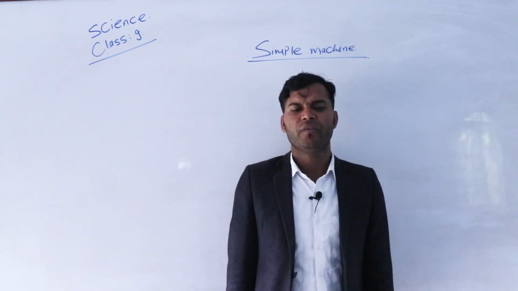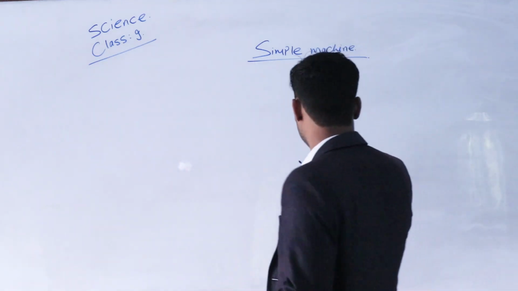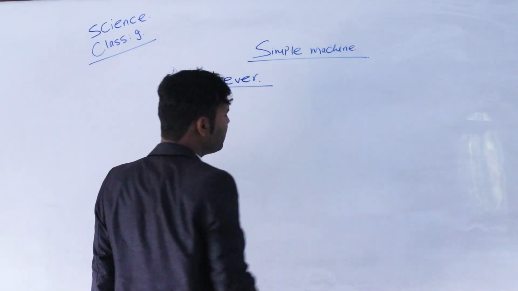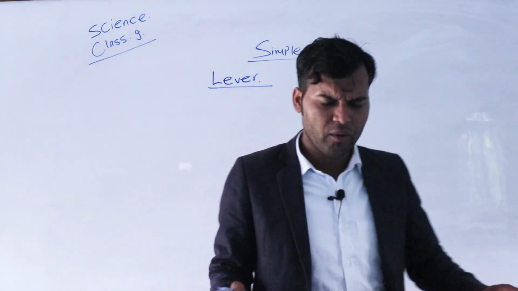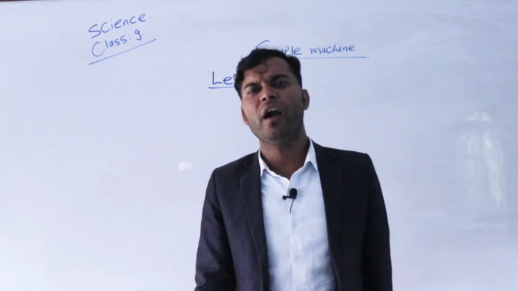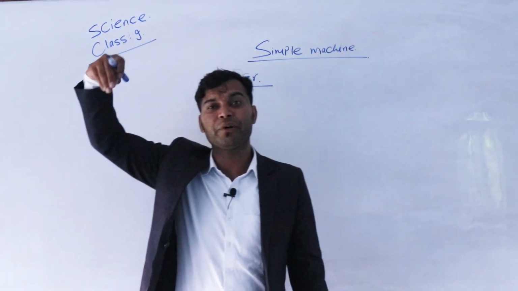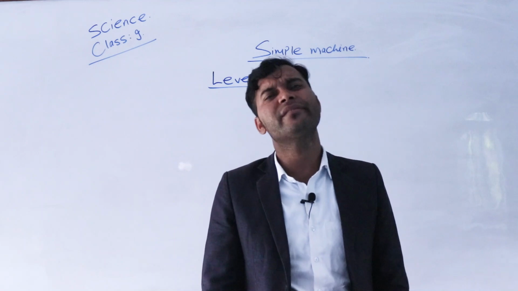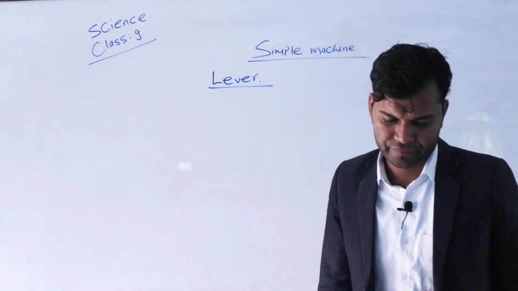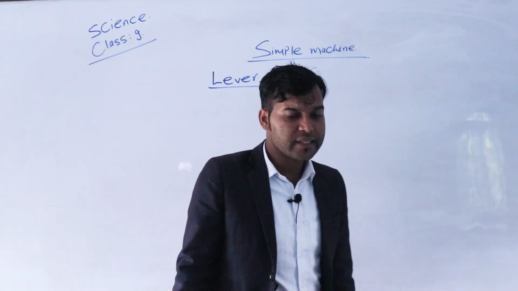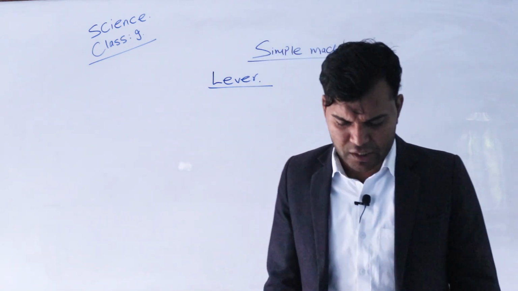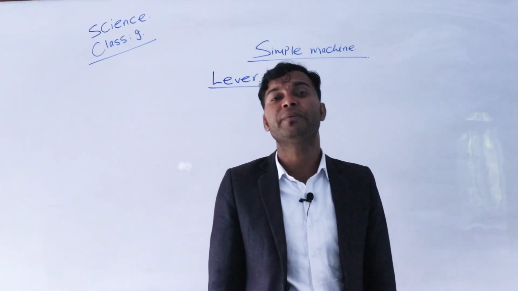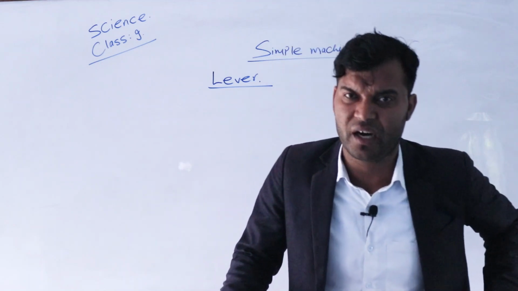We are going to discuss the different types of simple machines. The first one is the lever. What is a lever? A lever is a rigid bar which is fixed at a point and rotates freely. A lever is a rigid bar capable of moving freely on a fixed support called the fulcrum or pivot.